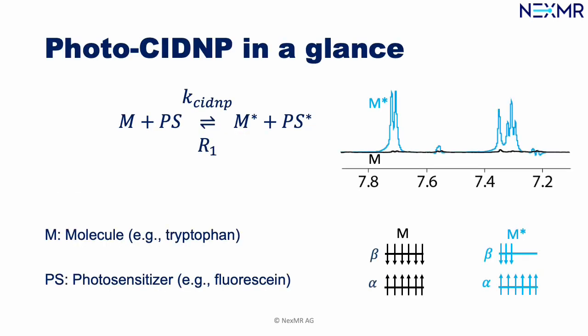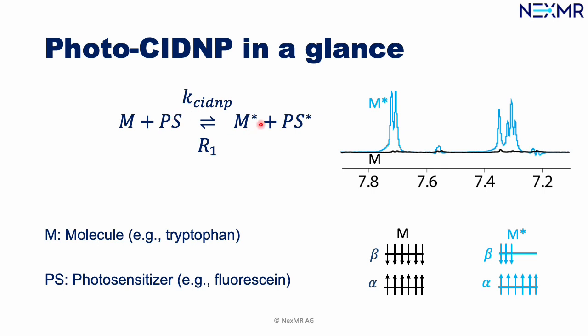There are diverse hyperpolarization methods, and the topic of today is to focus on one, as I said, photo-CIDNP. So what is photo-CIDNP at a glance? It is a pretty simple process. You put your molecule of interest in your sample, like M, which can be tryptophan, and you put a photosensitizer in your sample. Very classically, we can use fluorescein or riboflavin. And you will shine light in your sample. You will illuminate your sample, and this will trigger the photo-CIDNP process.